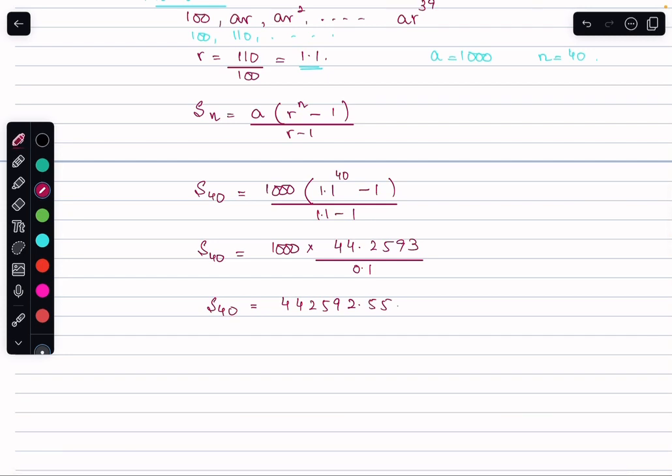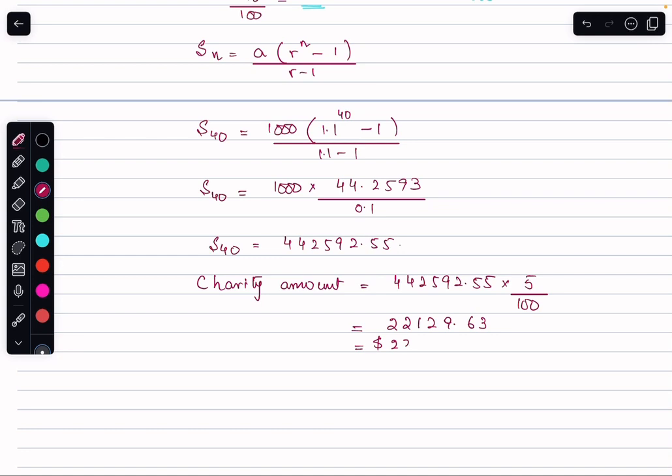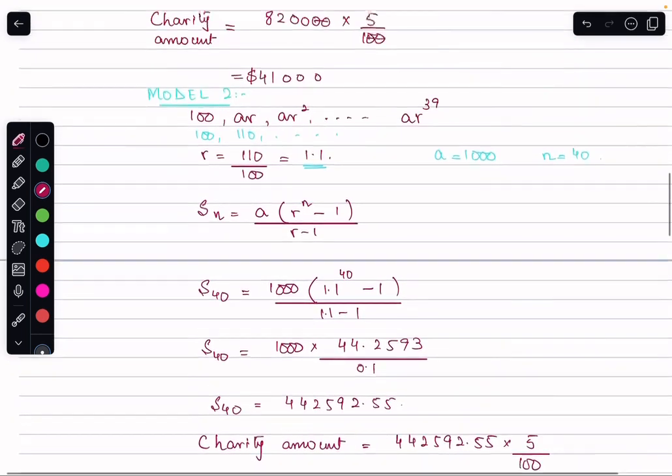So getting the 5%, I should say that the charity amount then is going to be 442,592.55 times 5%, meaning 5 over 100. So this value for charity is going to be 22,129.63, or I can say that it can be given to three significant figures. It shall be $22,100 that shall be given to charity here. So this is how this question needs to get solved.